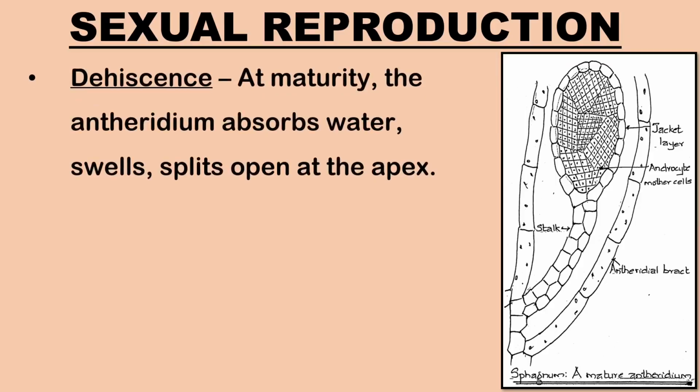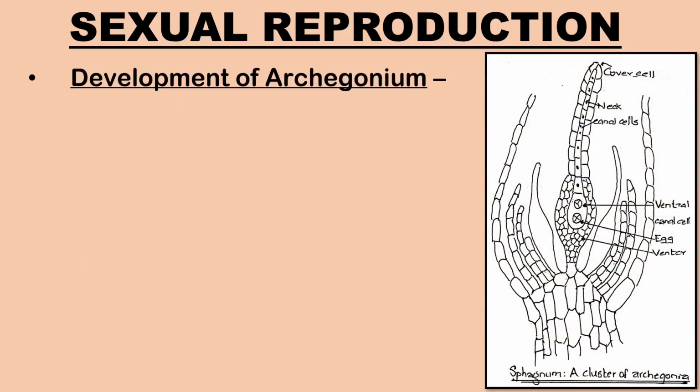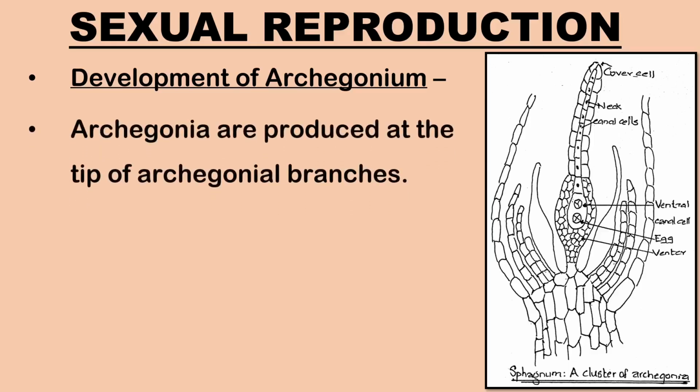At maturity, the antheridium absorbs water, swells, splits open at the apex, and releases biflagellate antherozoids into a thin film of water. Next is development of archegonium.